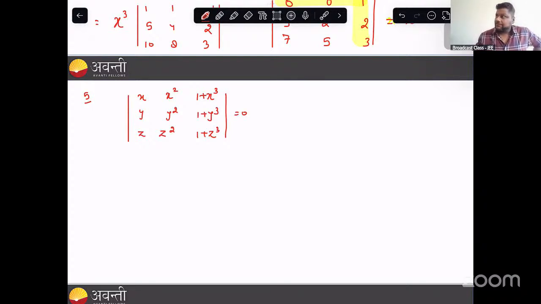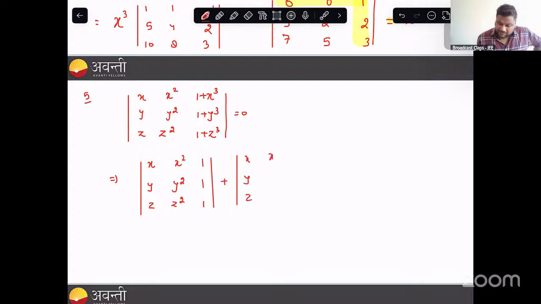All right. So first of all, I split it into two, keeping the first and second columns as they are: x, y, z; x square, y square, z square; 1, 1, 1, plus x, y, z; x square, y square, z square; and x cube, y cube, z cube. This value goes 0. Yes or no?